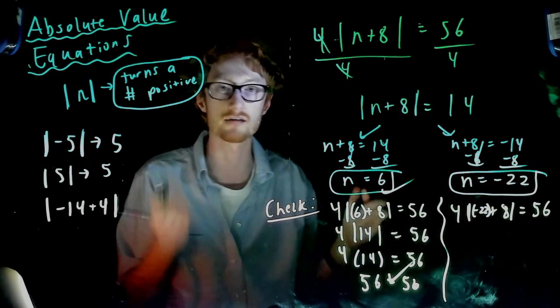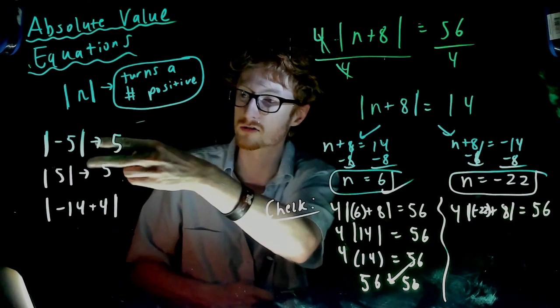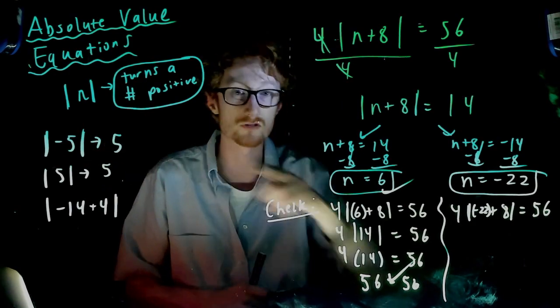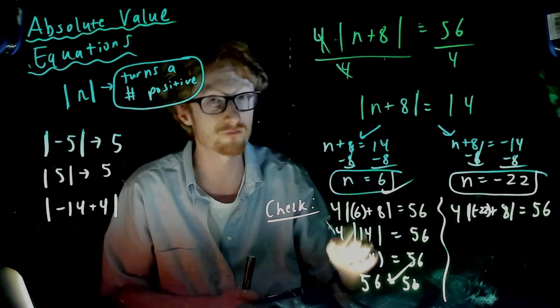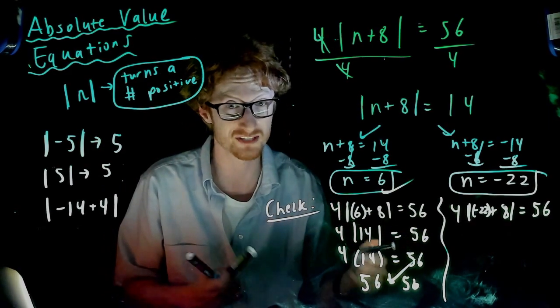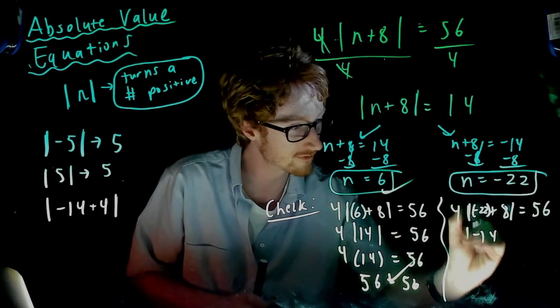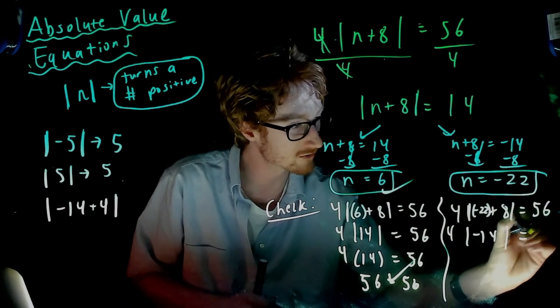You may say, well, how am I going to get even close to the same answer? Here's why. Remember how I told you that the absolute value always puts out a positive version. So the inside of the bars will probably be the same thing as this. It'll probably be 14 as well, but it's probably going to be a negative 14. So let's see. Negative 22 plus 8 is actually negative 14. All right? Had that 4 in front equals the 56.